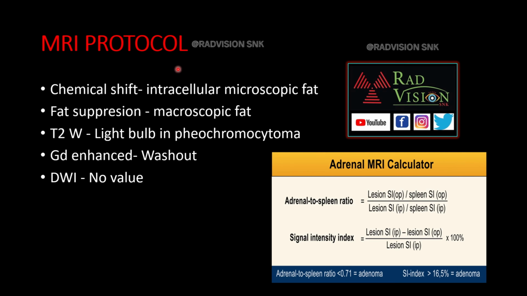MRI protocol includes chemical shift imaging for detection of intracellular microscopic fat, fat-SAT sequences for detection of macroscopic fat, T2 weighted sequences to look for the light bulb in pheochromocytoma, and contrast study to look for the washout. DWI has no particular value in diagnosing the adrenal masses. So using the signal intensity on in and out phase images, adrenal to spleen ratio and signal intensity index were calculated. An adrenal to spleen ratio of less than 0.7 and signal intensity index of greater than 16.5% indicates the diagnosis of adenoma.